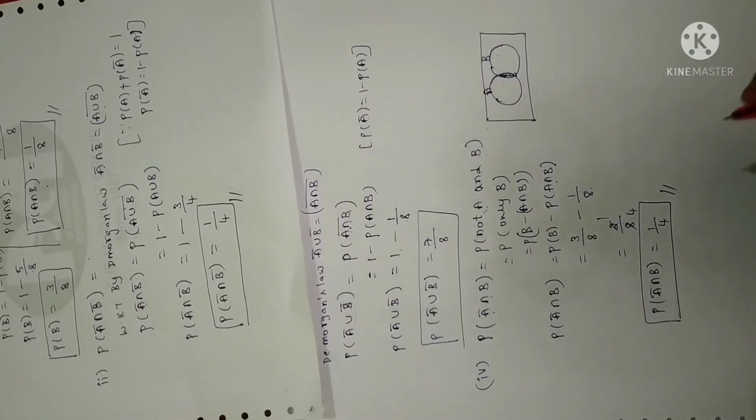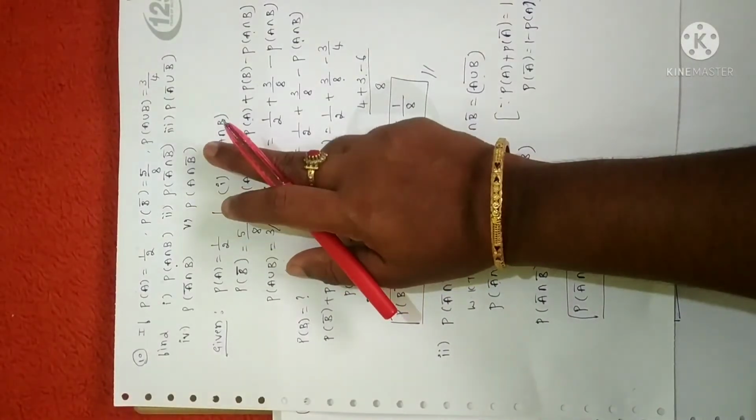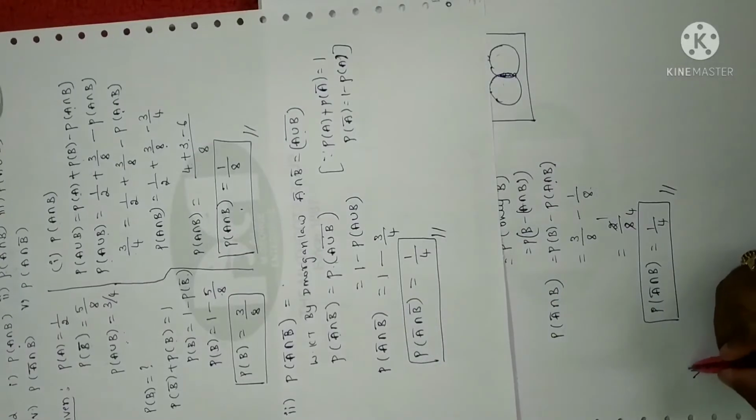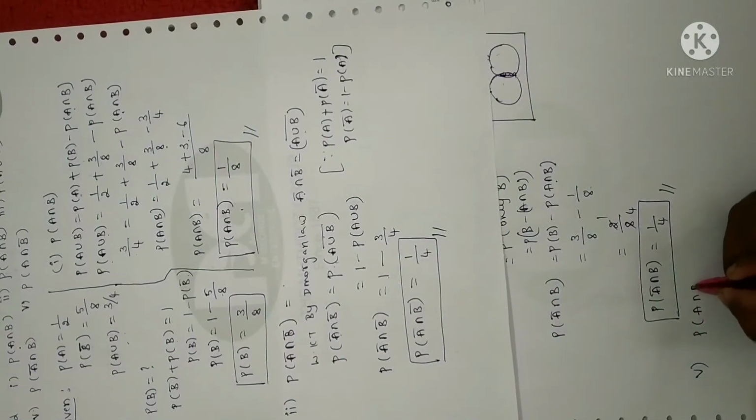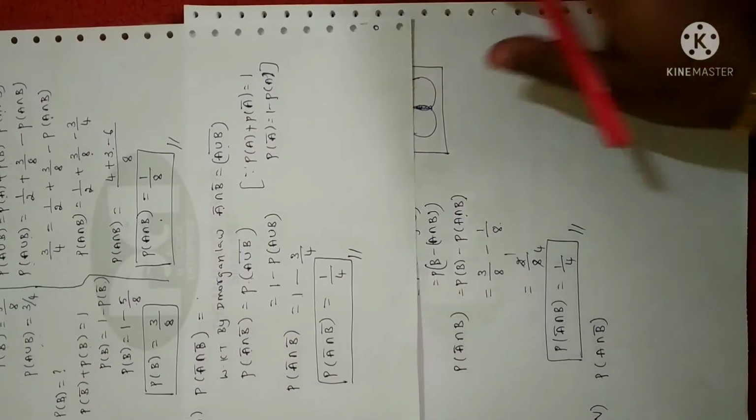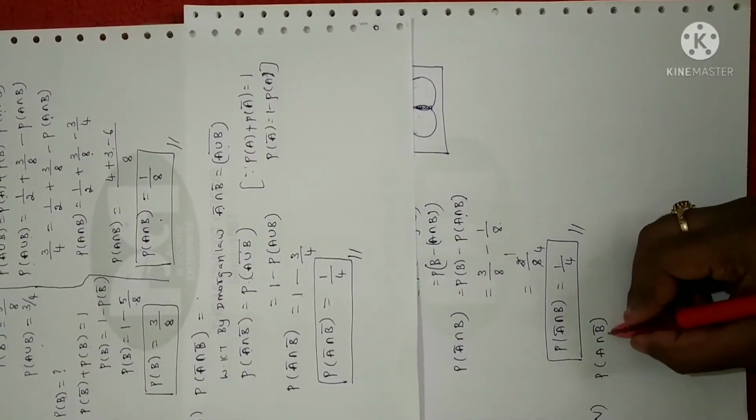Fine. Now the fifth one we have, also somewhat the same: probability of A intersection B bar. I'll just write it here, probability of A intersection B bar. Fine. So it is visible, right? Yeah. Probability of A intersection B bar.